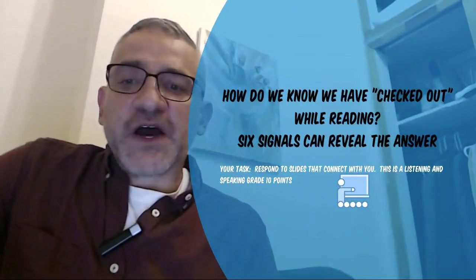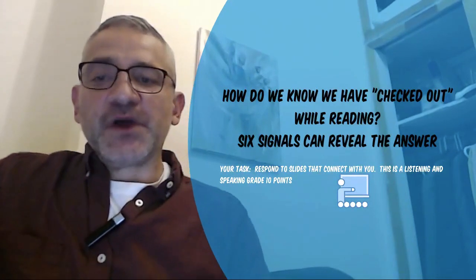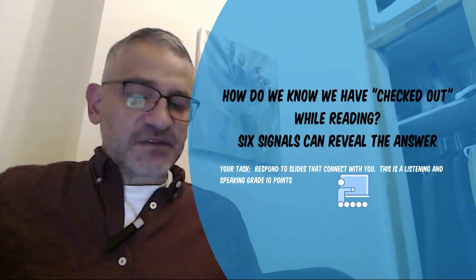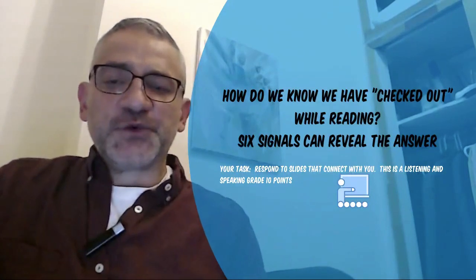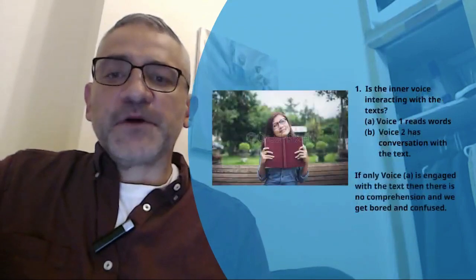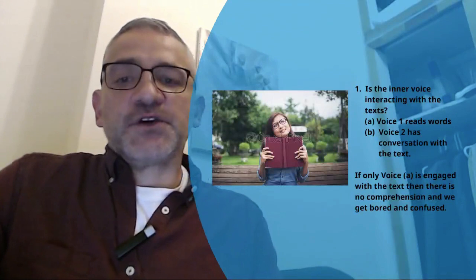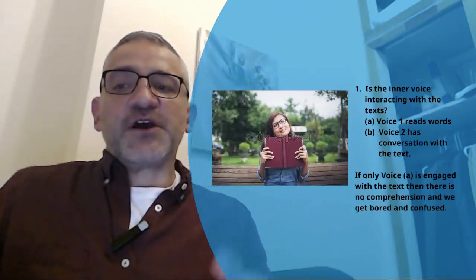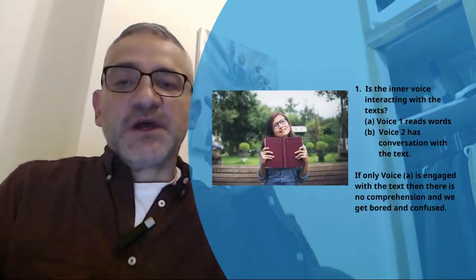How do we know we've checked out while reading? Six signals can reveal the answer. The six signals are six things to check in with yourself to find out if you are comprehending what you're reading. Firstly, back to the voice. Is the inner voice interacting with the text? There should be interaction between the text and the mind, the voice.